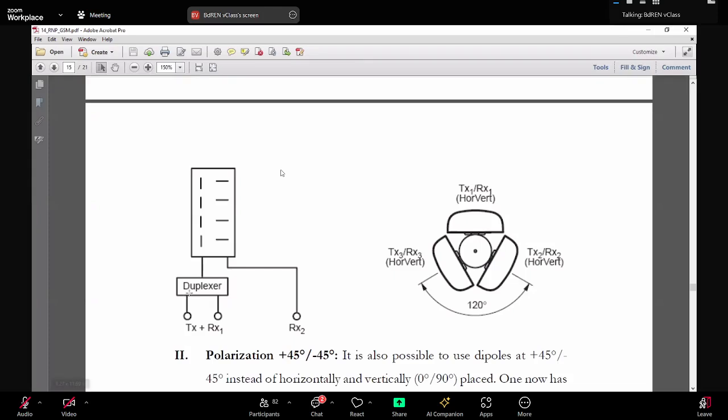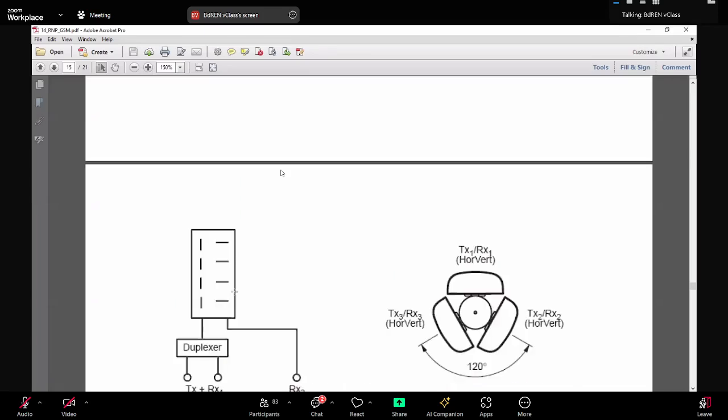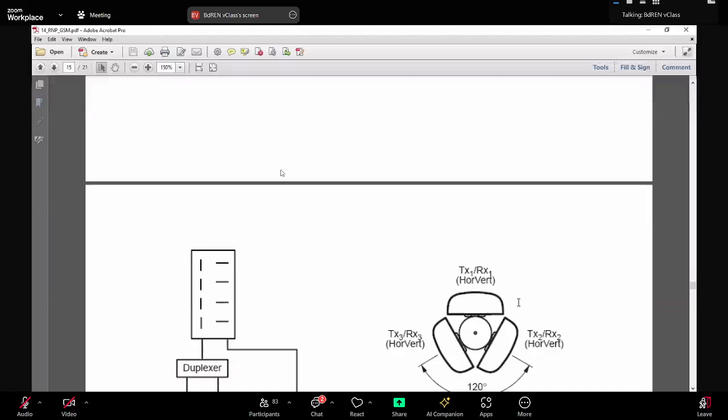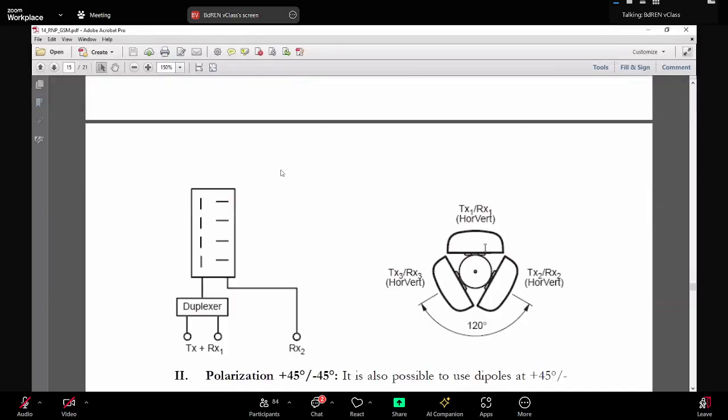So you feed signal for transmission, and that is passed onto the antenna, and from the antenna, the duplexer receives signal, and it is for this port, shown as RX1. This way a single casing can include all the necessary antennas for a sector. So you have just three cases for the three sectors.